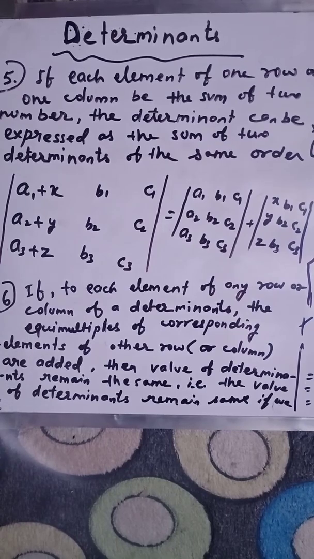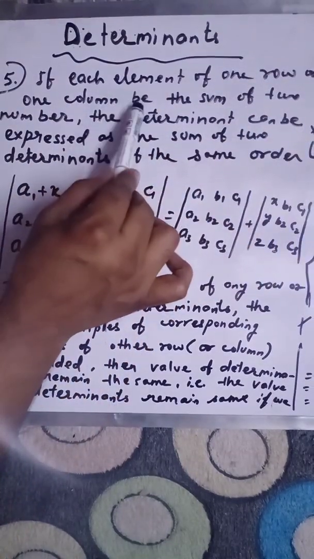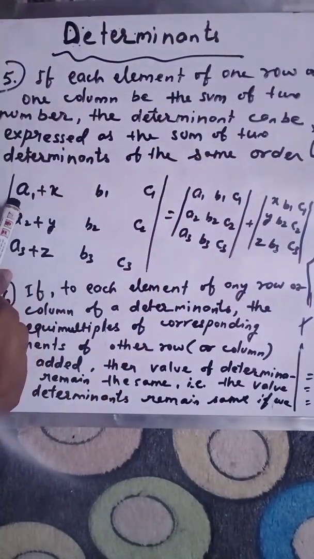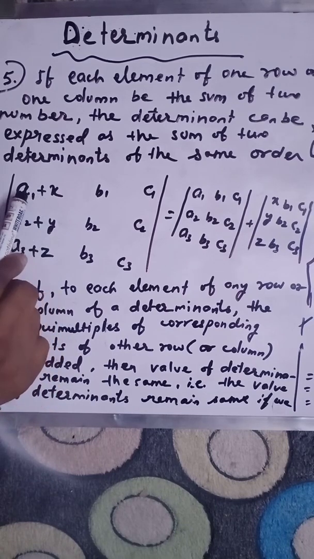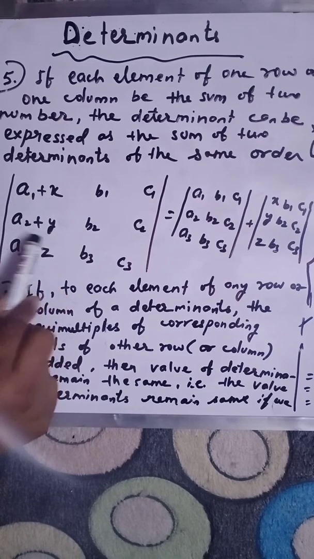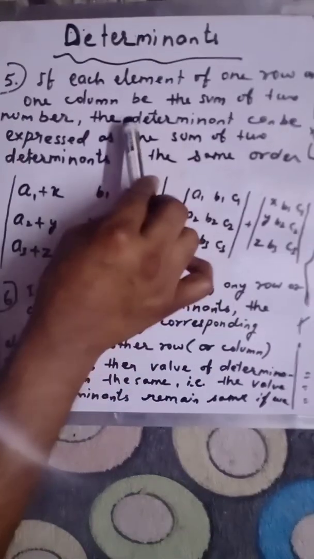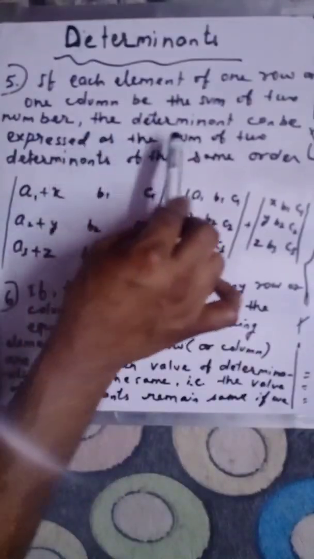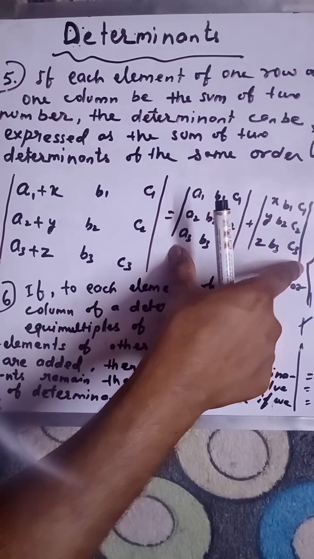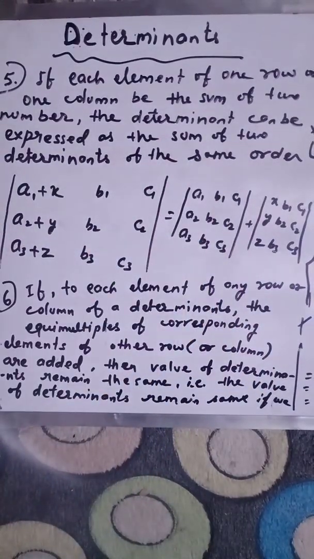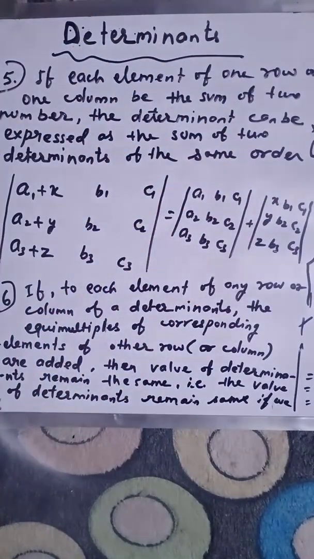Fine. Now we will read the statement. If each element of one row or one column is the sum of 2 numbers, if you are getting the sum of 2 numbers in any row or any column, so here we are getting the sum of 2 numbers in column C1, in any one column, then the determinant can be expressed as the sum of 2 determinants. So like this, here we can express this determinant into 2 determinants of the same order. Got it? Now you will understand what is written here.